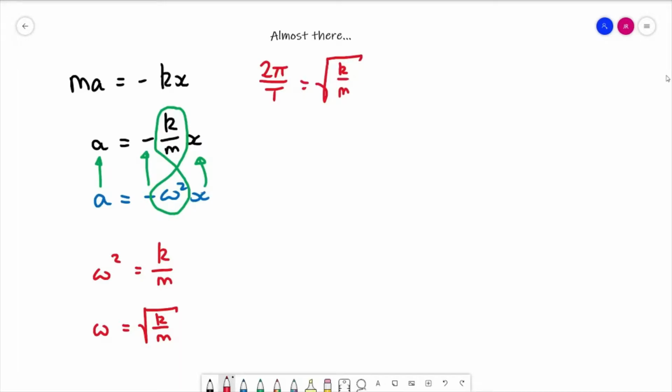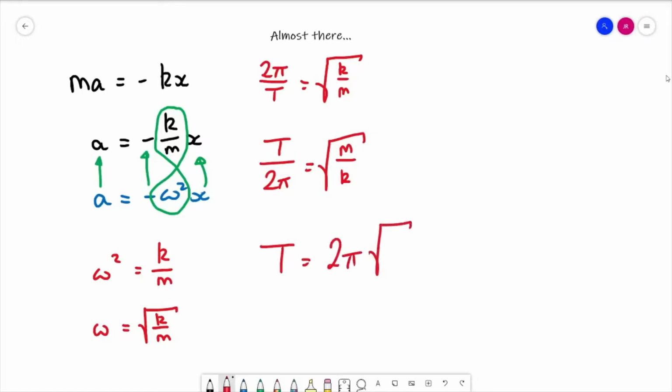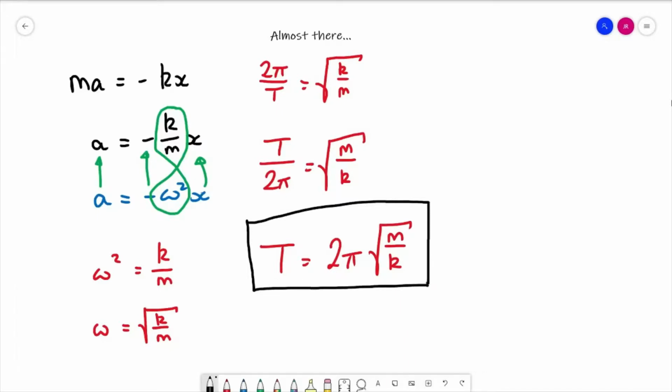So 2 pi over T is equal to root of k over m. We take the inverse of that, T over 2 pi is equal to root of m over k, and then we multiply both sides by 2 pi. T is equal to 2 pi root of m over k. And there is the equation that we're looking for. So that's the equation for the time period of a mass on spring system.